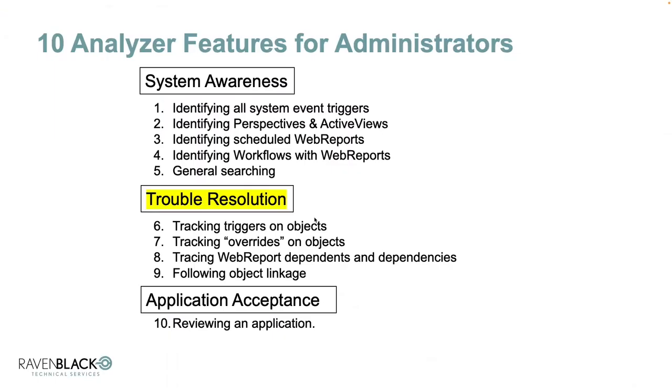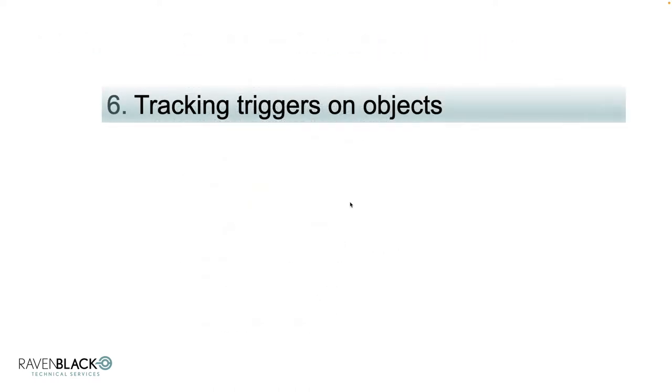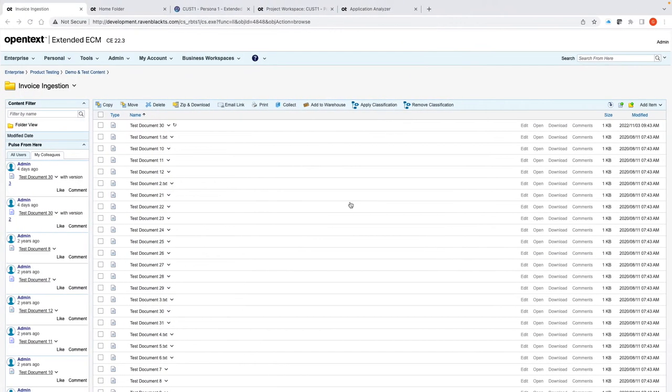Now we're going to look at a set of features that allow you to identify and solve issues from specific objects on the system, rather than looking at slices of the overall system. We start with number six, tracking triggers on objects.